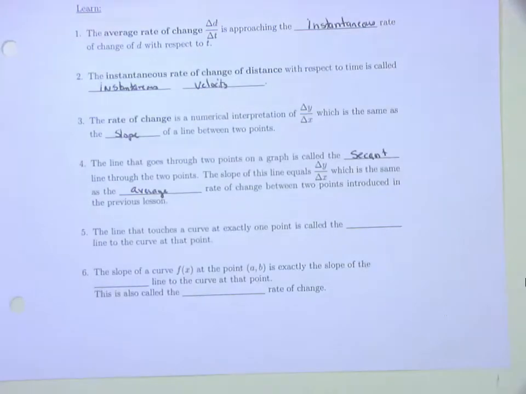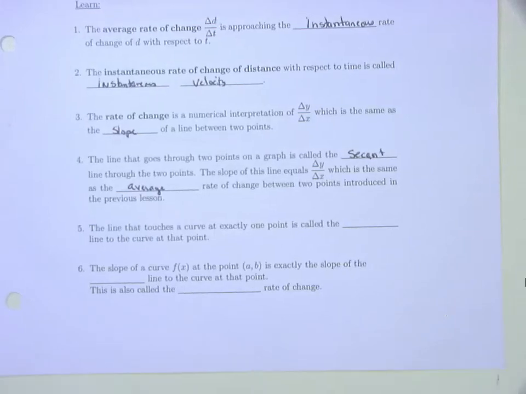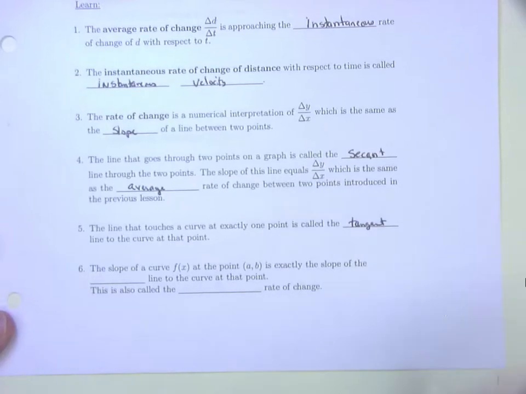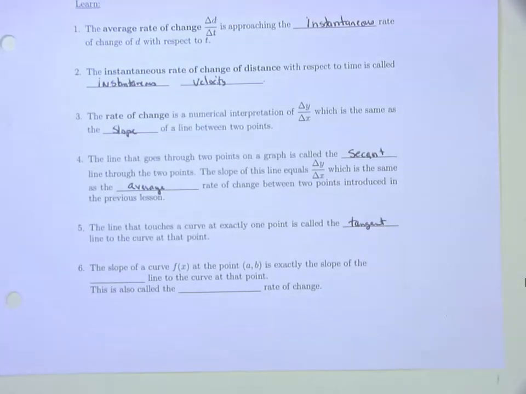As we're putting this stuff together, you've got 2 points. You use the average rate of change between the 2 points introduced in the previous section. The line that touches the curve at exactly 1 point is called the blank line. There you go, tangent line to the curve at that point. So when you've got 2 points, that's a secant line. When you make the line just go through 1 point, it's called a tangent line.